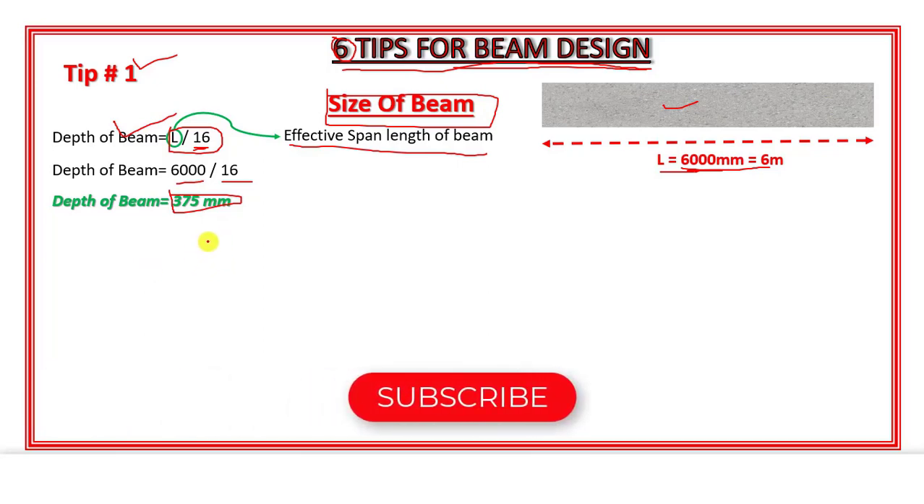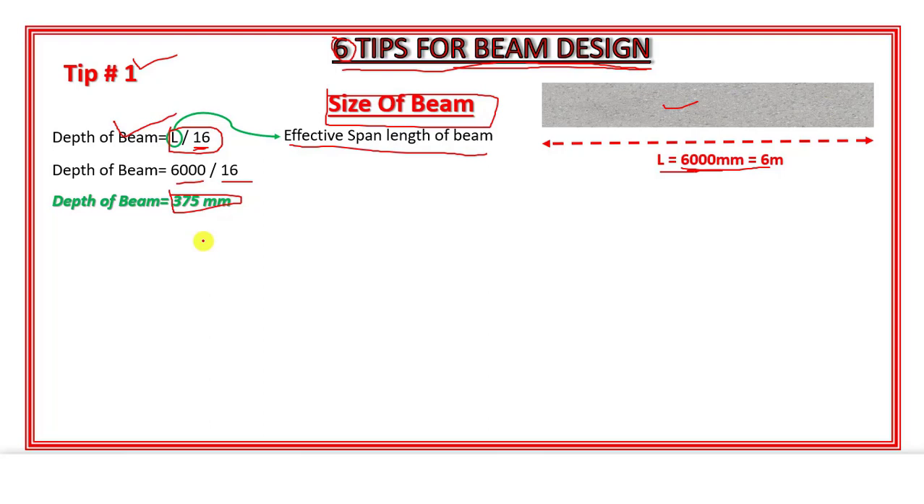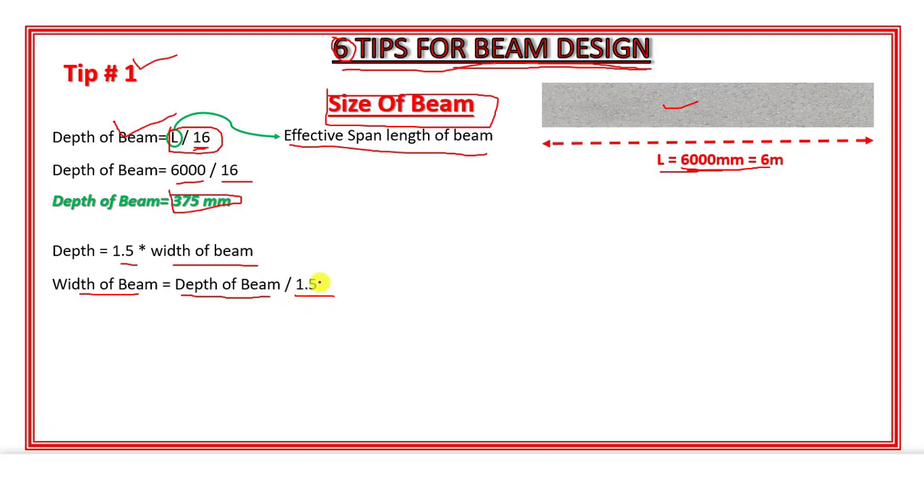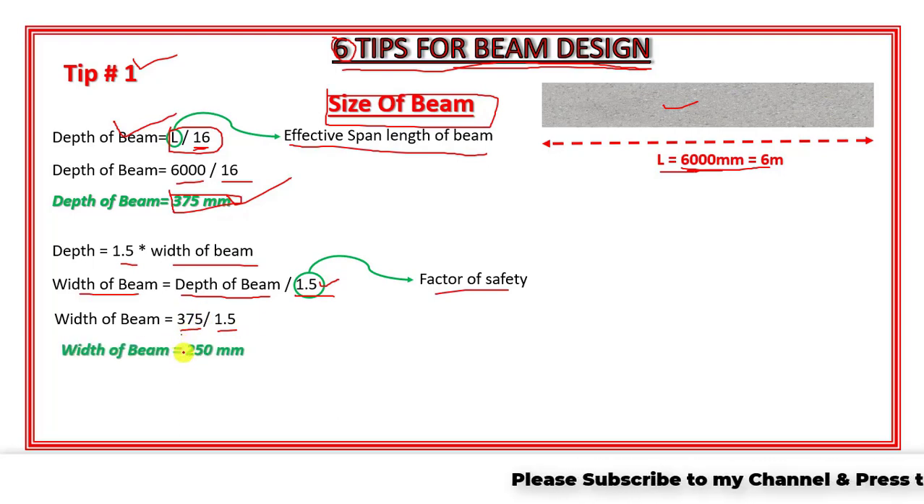And now let's talk about the width of the beam. As per IS 456, the depth of the beam is equal to 1.5 times the width of the beam. If I rearrange this, I get the relation: width is equal to depth divided by 1.5. Here 1.5 is the factor of safety. I can use this relation to find out the width of the beam. Here the depth is 375 mm, so the width will be equal to 375 divided by 1.5, and it will be equal to 250 mm.